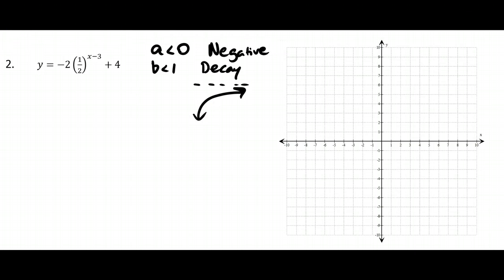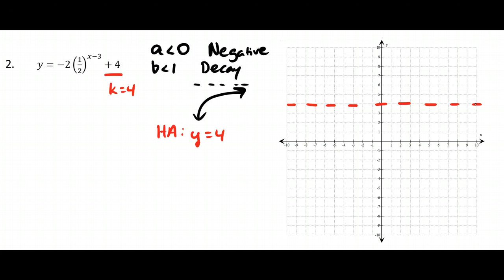The next thing I'm going to do is determine what my K value is. K, again, is this number right here, and that's going to tell me where my horizontal asymptote is. So I know my horizontal asymptote is the line y equals 4. Okay, so I'm going to go over to my graph. I'm going to draw my horizontal asymptote in. So this time my boundary line is going to be up here instead of being at the x-axis.